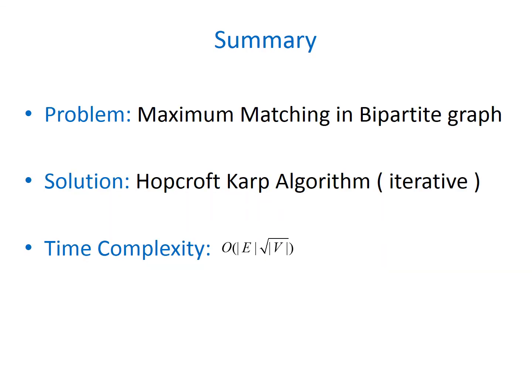We have finally come to the end of this tutorial. To summarize, we saw how the Hopcroft Karp algorithm, an iterative algorithm, can help us find the maximum matching in a bipartite graph. We also went through an example and saw why this algorithm runs in big omega of mod E times square root of V.